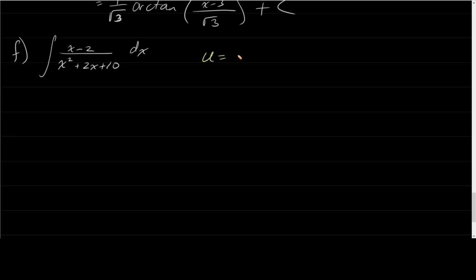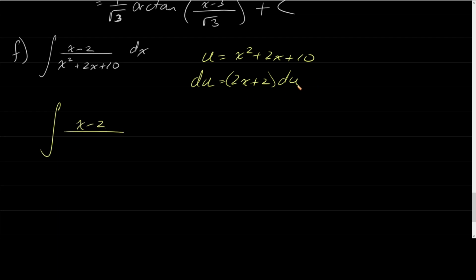And if I let u be equal to x squared plus 2x plus 10, then du would be 2x plus 2 dx, right? And what that does now is my integral becomes x minus 2 over, well, I messed this up. That should be dx. Because that would tell us then that dx is du over 2x plus 2. All right. So I have x minus 2 over u times du over 2x plus 2.